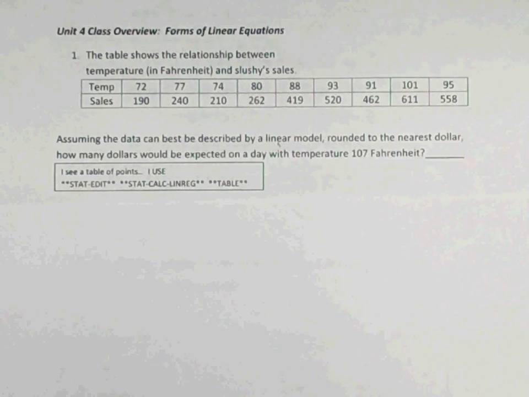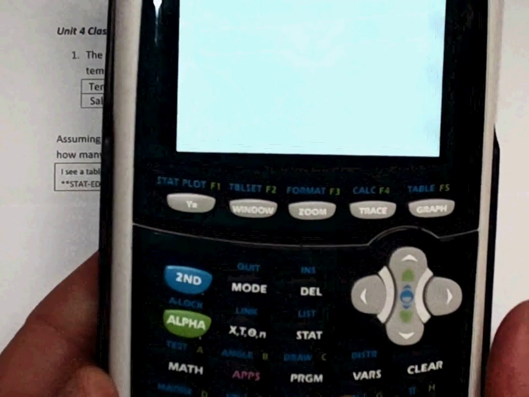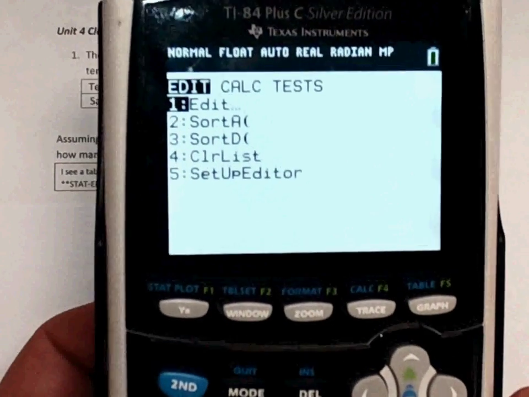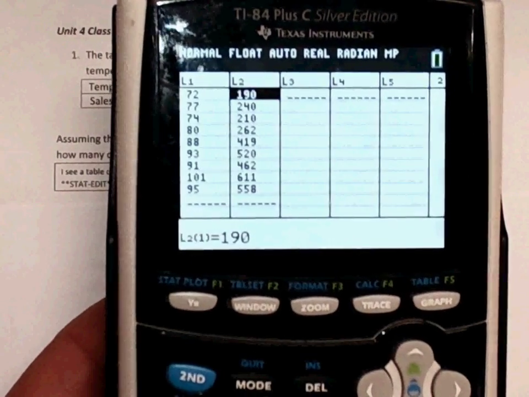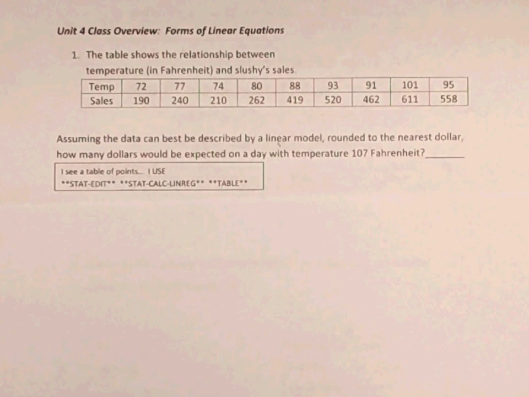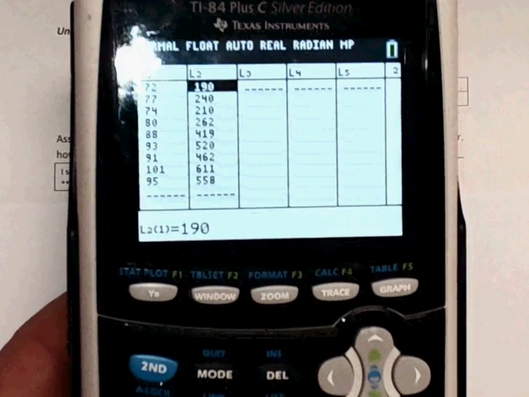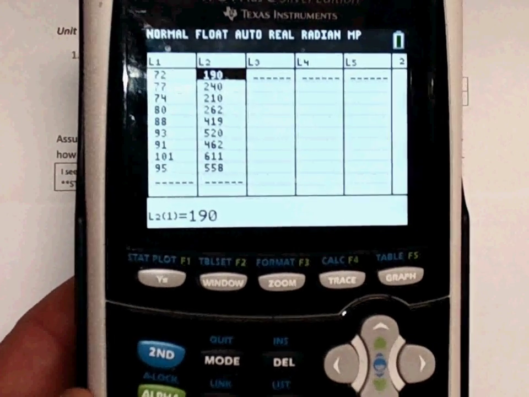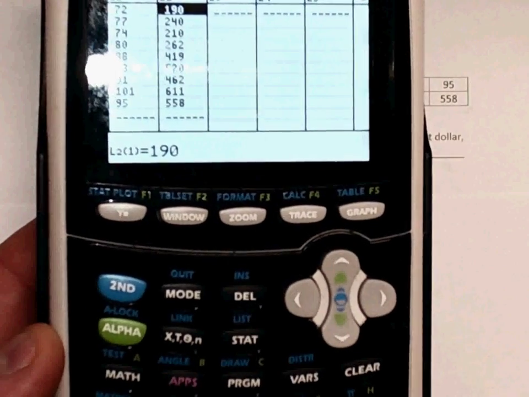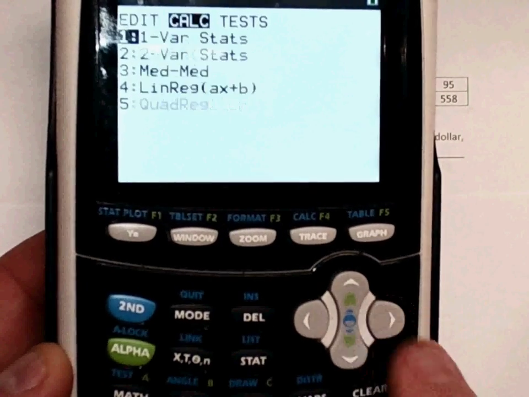So the first thing I need to do is take my calculator and press what button? I need to press the stat button and enter my data. So pause the video right now and enter your data. Alrighty, so what would we do next? We need to now ask the calculator to calculate. So I will go back and hit my stat button and arrow to the right.